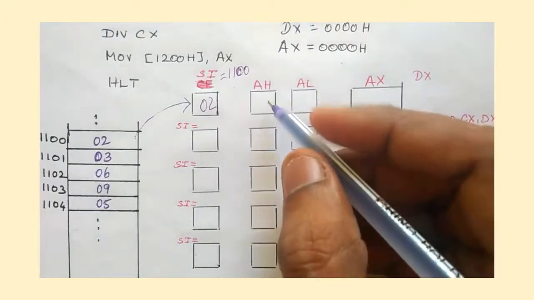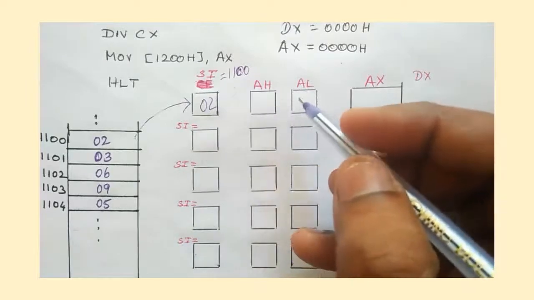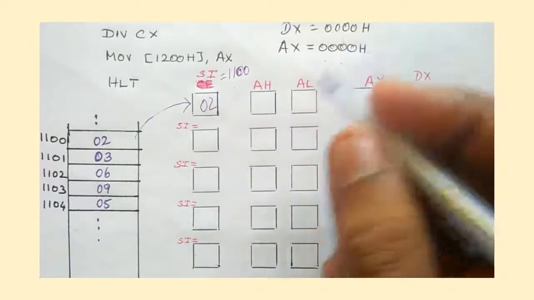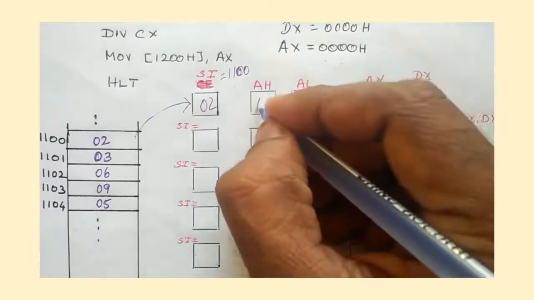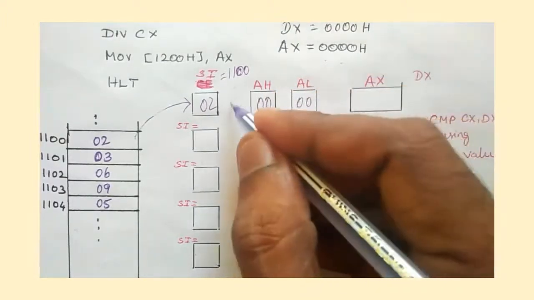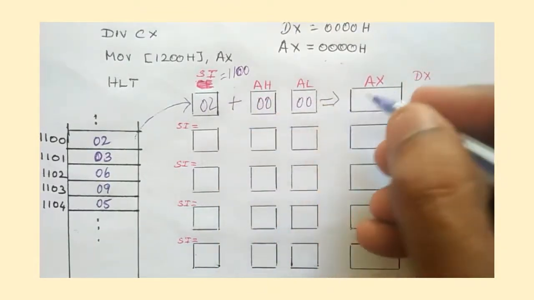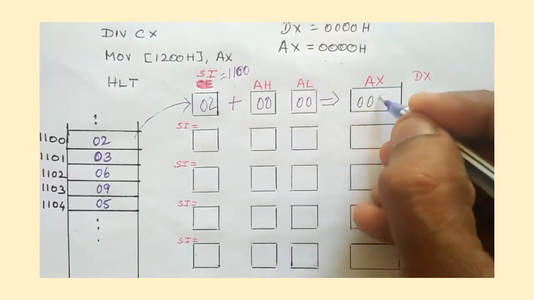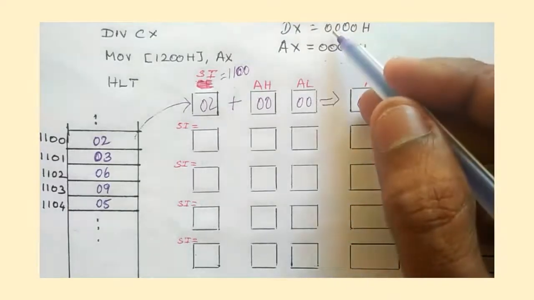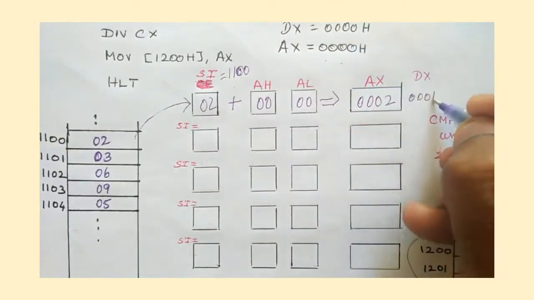After that, we add the content of the SI register with AX. The AX is already initialized with all zeros, that means initially this will have 0, 0, 0, 0. After adding these two, I will get the result in AX as 0, 0, 0, 2. After that, I increment DX. Initially the DX value is all zeros. Now it is incremented to 0, 0, 0, 1.